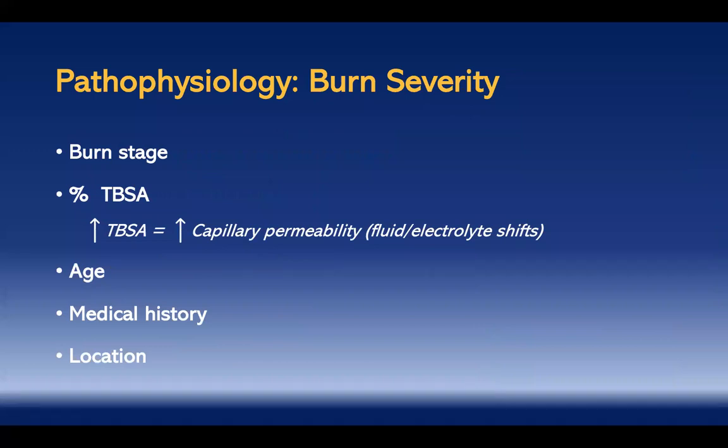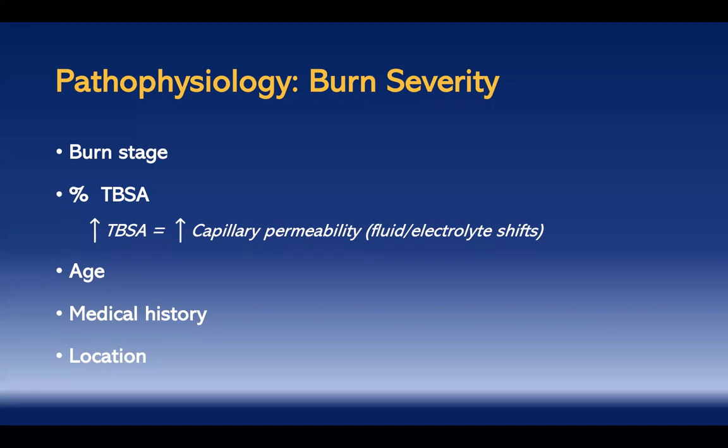Now, in order to categorize burn severity, there are a couple of considerations we have to think about. First of all is the burn stage, which we just discussed. The next is what percent of the total body surface area has been impacted, because the greater the amount of total body surface area impacted, the more likely the patient is to have problems with perfusion and have shock because of the increased capillary permeability.